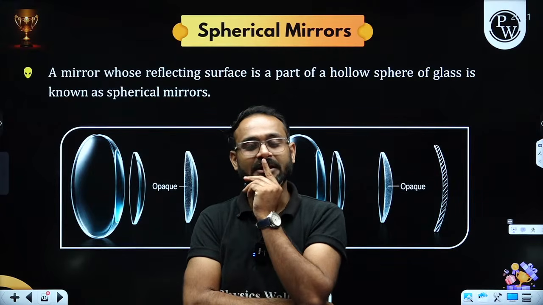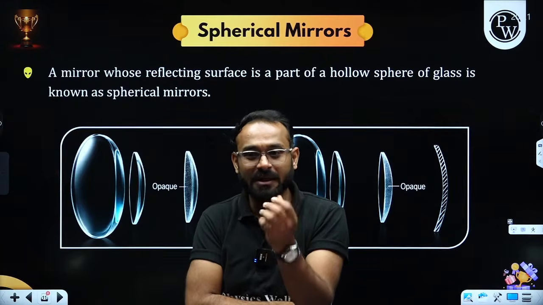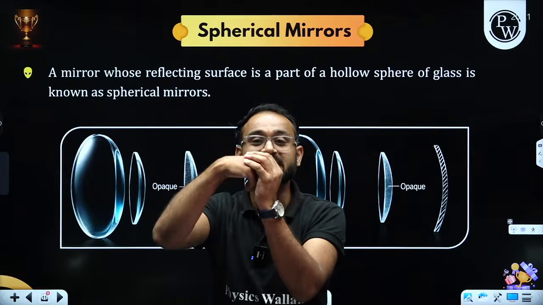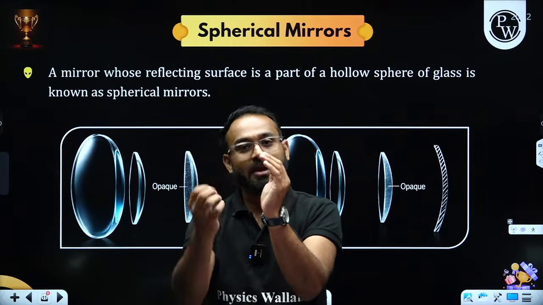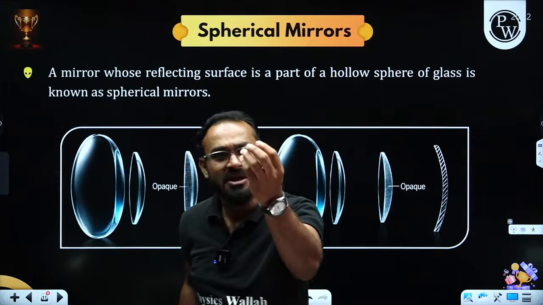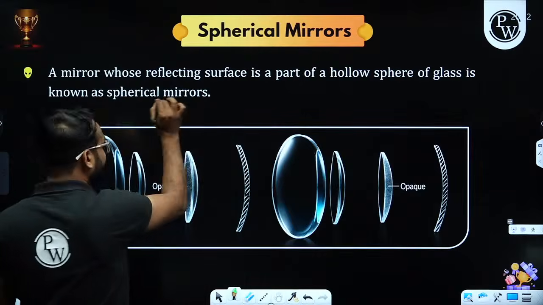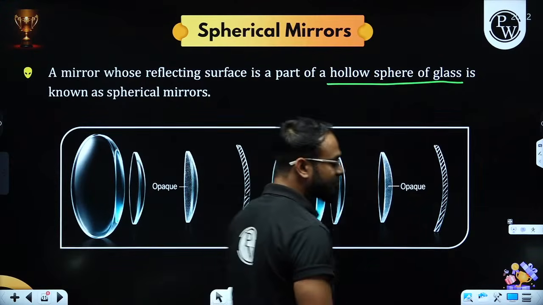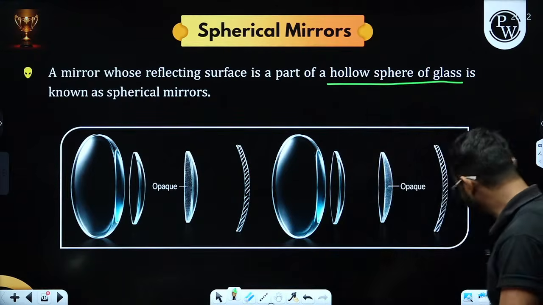Oh, that was the thing. This is how it became a spherical mirror. Yes. The thing is, it was a spherical surface. We polished one of the sides and got a mirror. Another side, again we got a mirror. This is how the spherical mirror looks. So a mirror whose reflecting surface is a part of a hollow sphere of glass is known as a spherical mirror. Clear? Fine, sir. We got it.